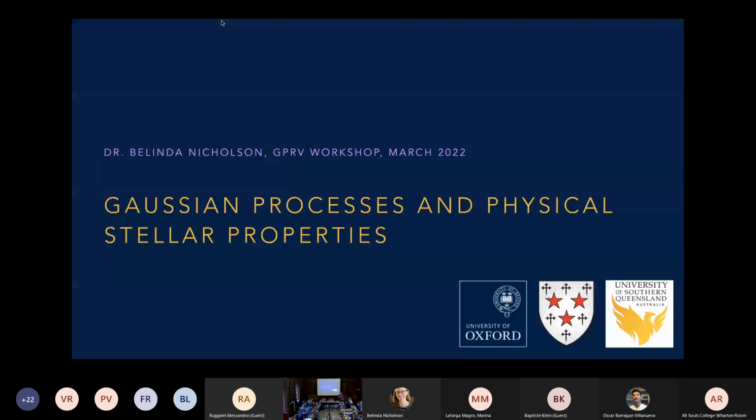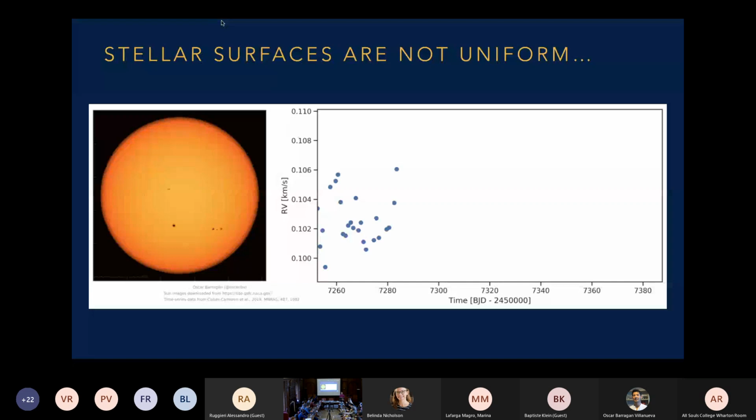So the goal of this project was to look at the hyperparameters from a Gaussian process fit and see what relation they had to stellar parameters. The reason we're interested in this is, of course, our stars are not uniform, lovely, beautiful, simple sources of light. They have features on their surface, and those features have some impact on their light curves or the radial velocity time series.